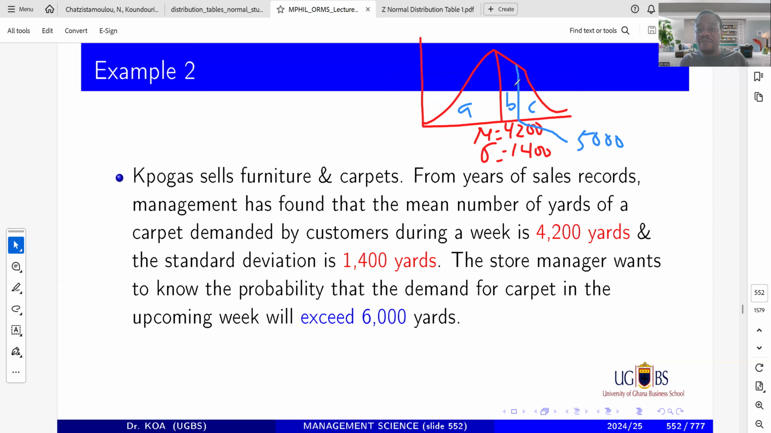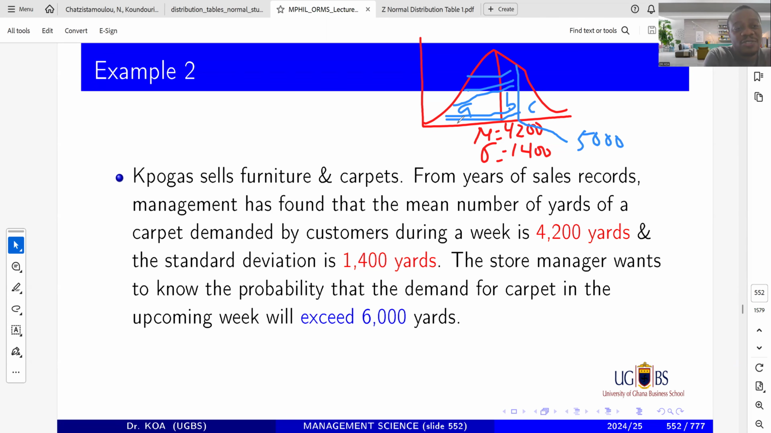You remember, it's 5,000 yards or less. So it's the whole of this area here. That's what you're going to shade. That's what we are looking for. Remember, below the 4,200, there is also 3,000, 4,000, 2,000, 1,000. So you're all less than 5,000.